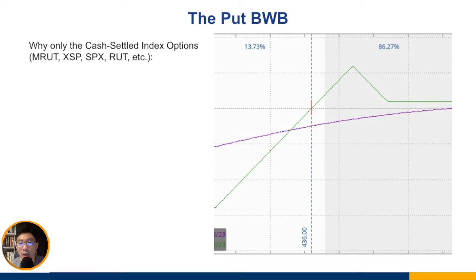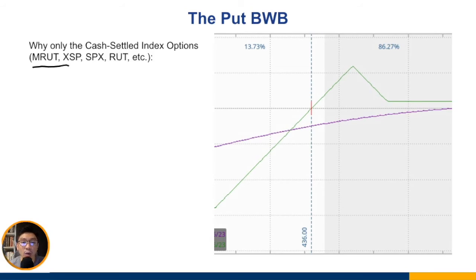So by the way, there are quite a few cash settled index options. These are the main ones. This is the MRUT, which is the mini RUT index options. XSP is the mini SPX options. Then you have the SPX for the full size one, and the RUT. So if you have a pretty big size account, multiple 6 figures, then you'll be going for the SPX and the RUT. If you have a much smaller account, then you might want to go for these two first until you've gained more confidence, you've got more capital, then you go for the bigger size ones.